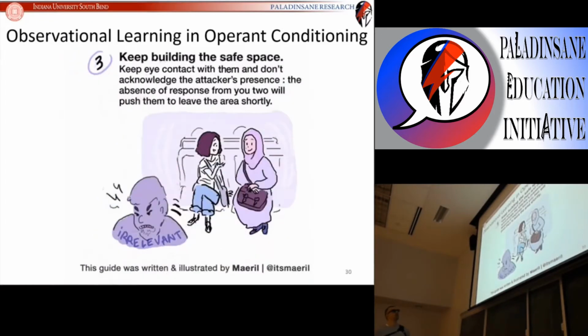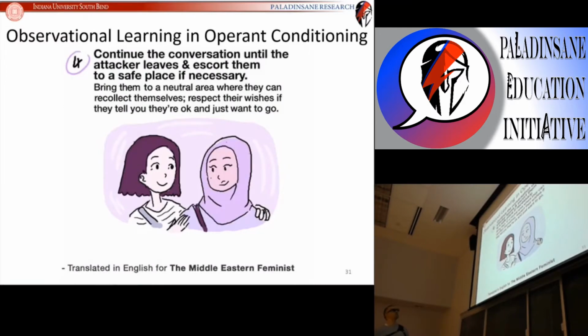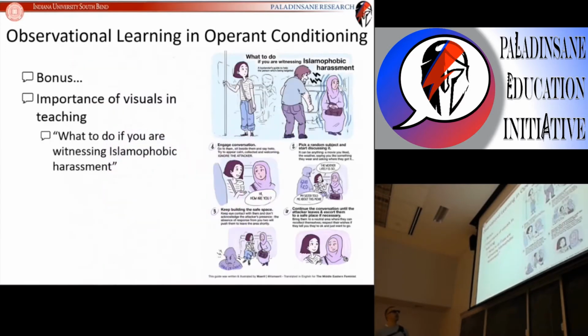And it goes, keep building a safe space, keep eye contact with them, and don't acknowledge the attacker's presence. The absence of response from you will push them to leave the area shortly. And then it has to do with what to do afterwards. Continue the conversation until the attacker leaves. Escort them to a safe place if necessary. And the last one was respect their wishes if they tell you that they're okay and they just want to go.